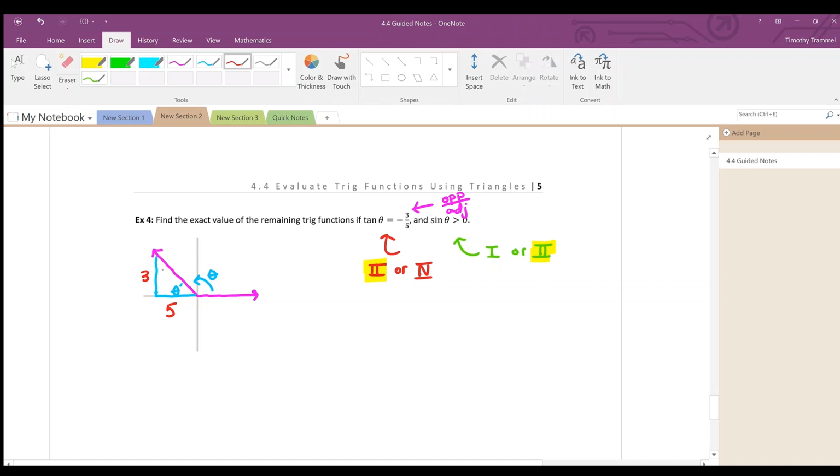Okay, and so the only thing we're missing right now on this triangle is the hypotenuse. Let's go ahead and find it. So if we're trying to find that hypotenuse, let's maybe call it h. So we have h squared is equal to 3 squared plus 5 squared. So that's 25 plus 9, so it's going to give us 34. So we get h is equal to the square root of 34. So now we have everything we need here.